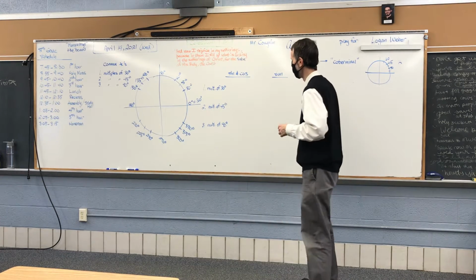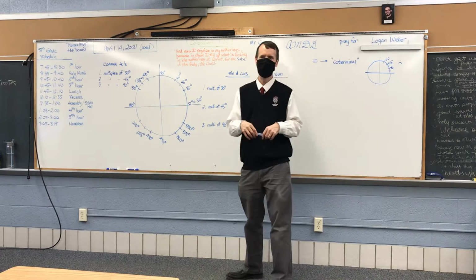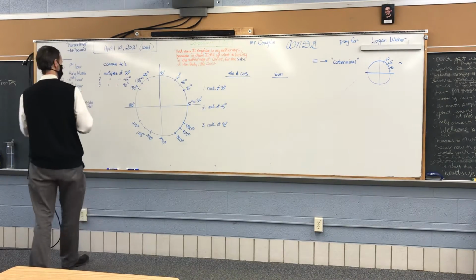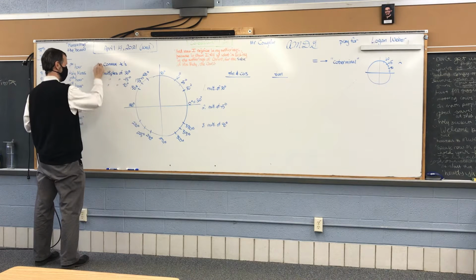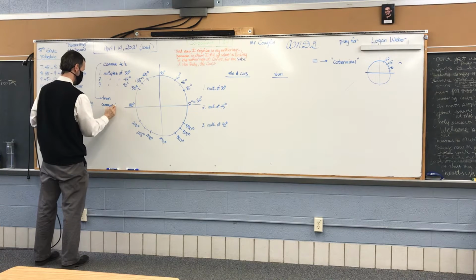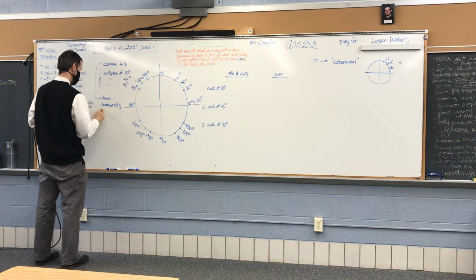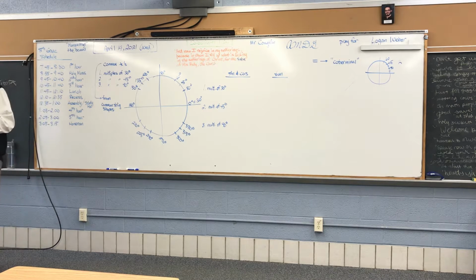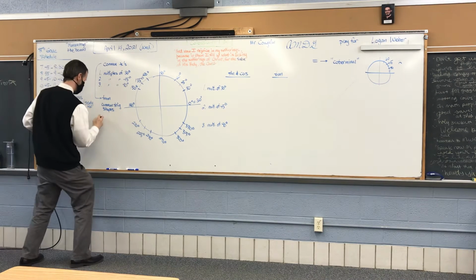Restricting to positives. That makes sense so far? So basically, any of these is called a common angle. The reason we call them common angles is they come from what we call the common trig shapes. Can anybody name some? What's one common trig shape we play with? It's a triangle. 30, 60, 90 degree triangle.